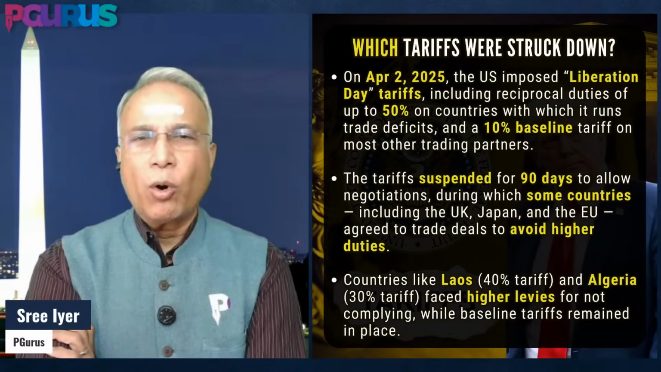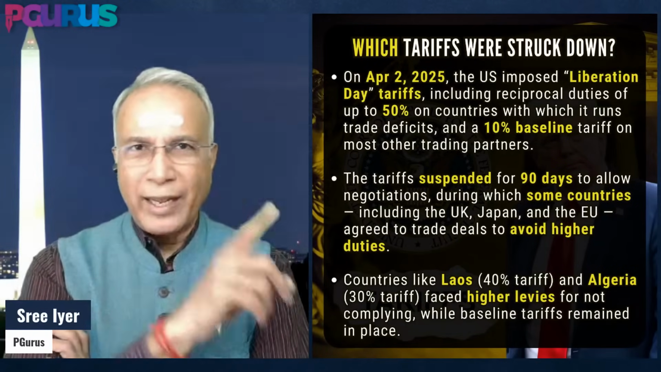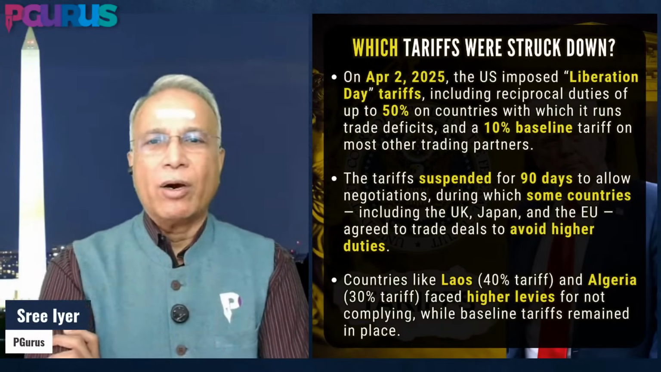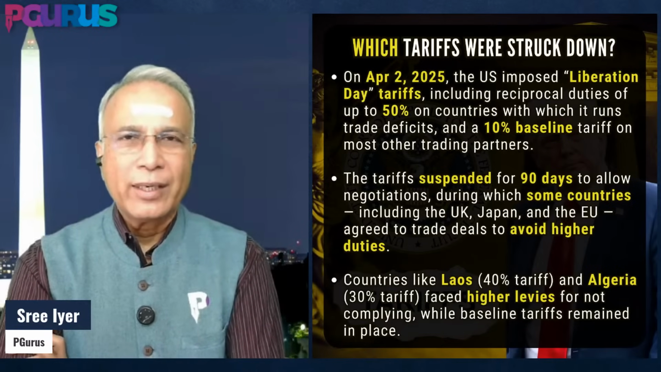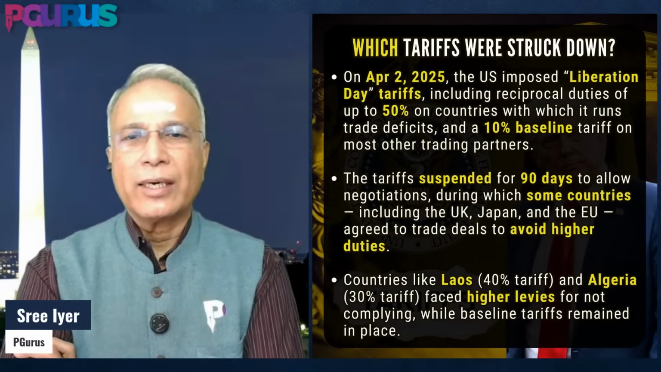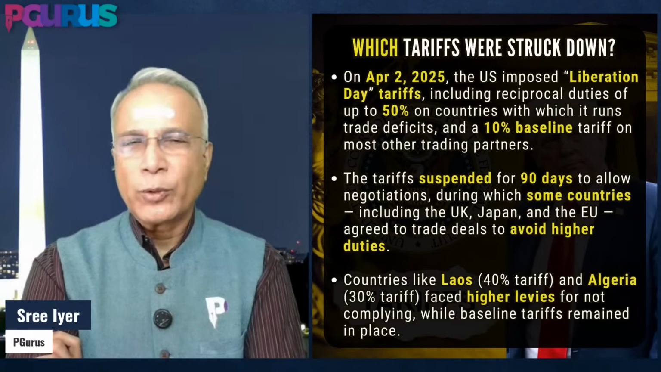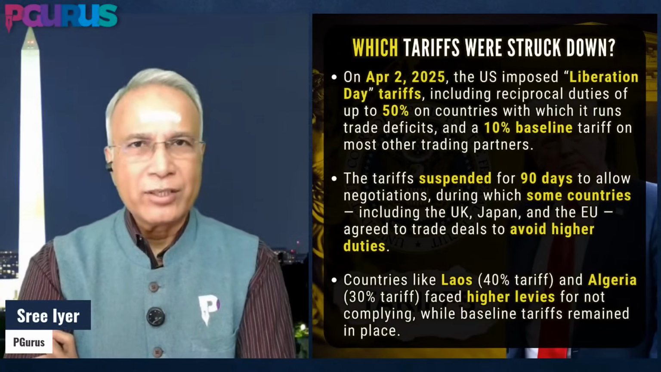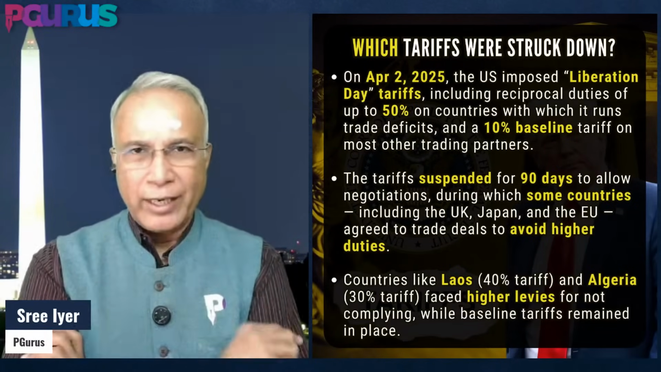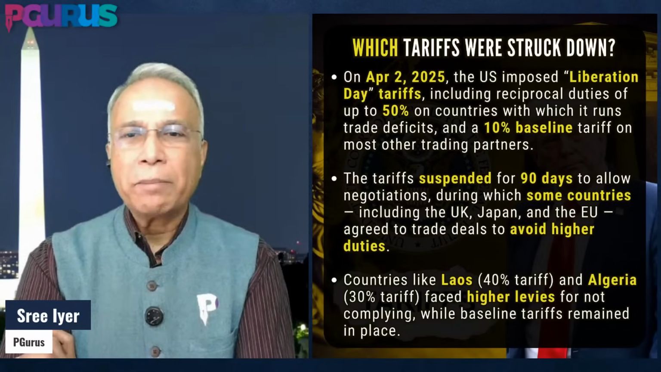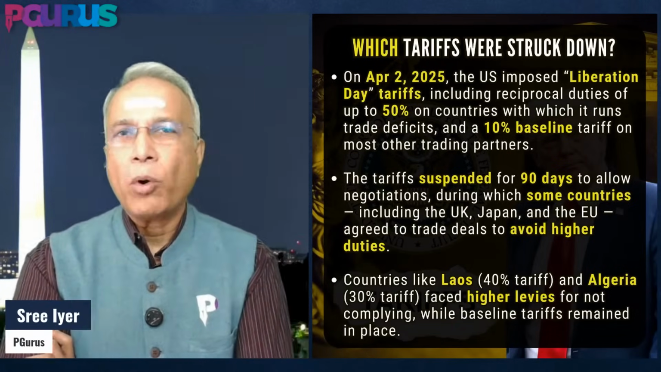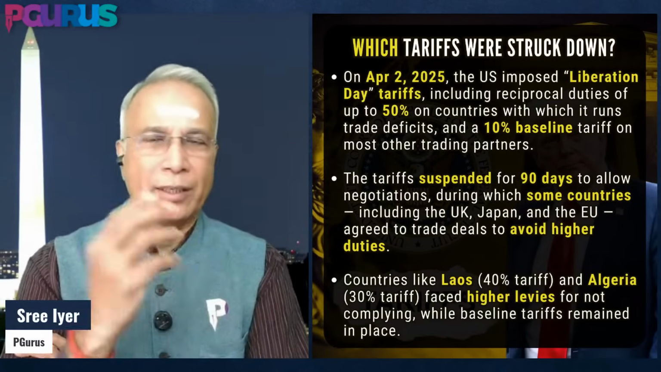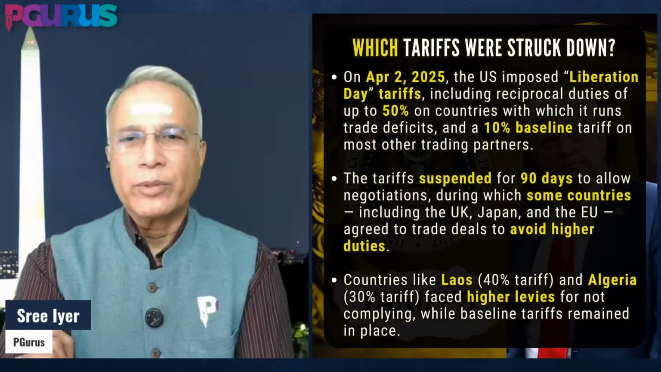So the whole story started not in May but in April. April 2nd was called Liberation Day, and on that day tariffs were put in place, saying that there will be reciprocal tariffs of up to 50% on the countries with which it runs trade deficits, like India, and a 10% baseline tariff on most other trading partners. For example, Singapore 10%, United Kingdom 10%.